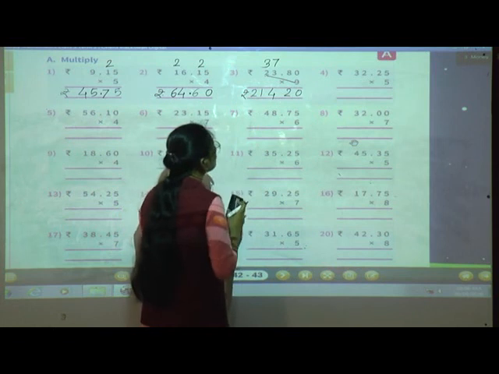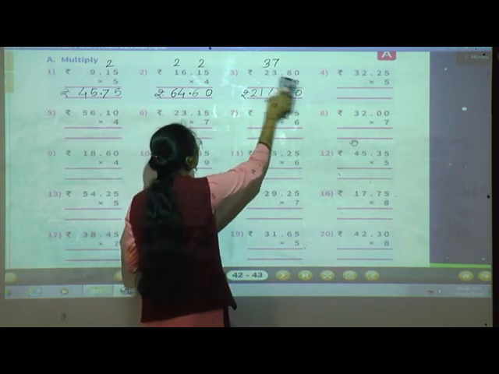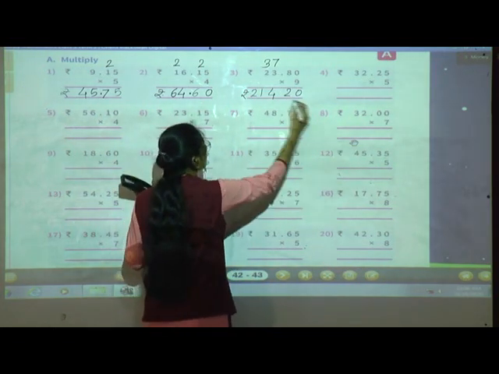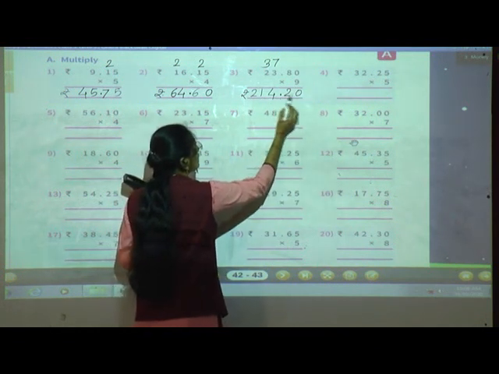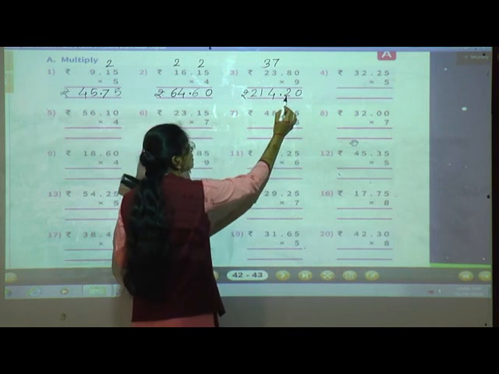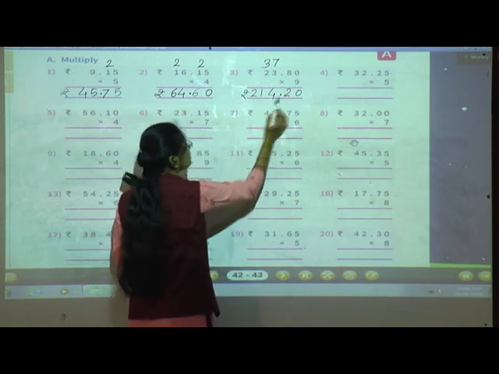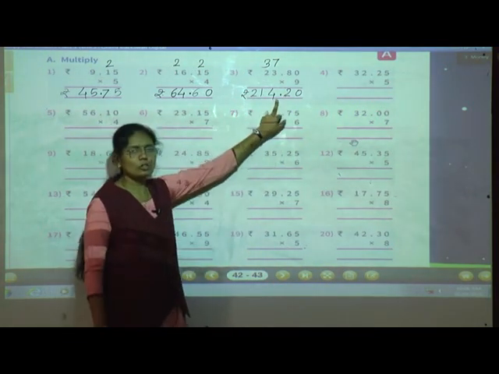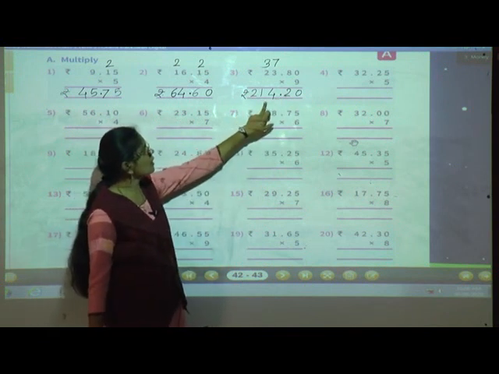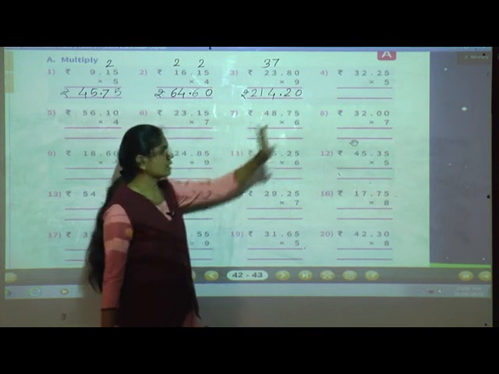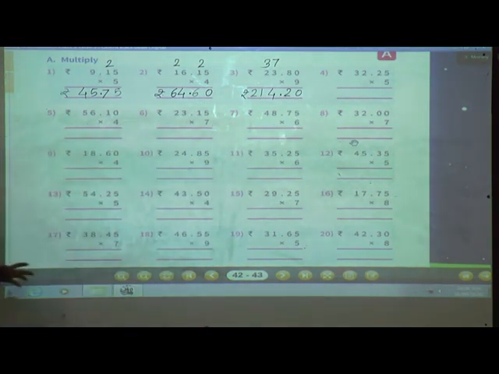Now we have to give a dot. Where will you give the dot? From the right side before the second digit. First, second. This is the second digit. Before the second digit we have to give the dot. So here we will give a dot. So what is the answer? Rupees 214.20. Okay. Clear? Okay. Now see the next example, that is the fourth one.